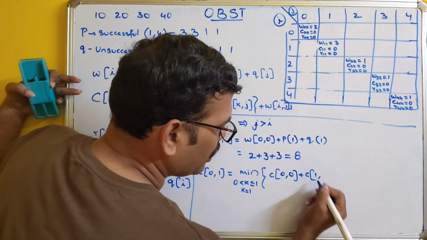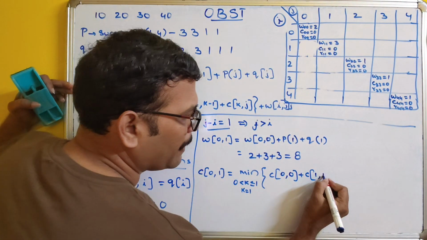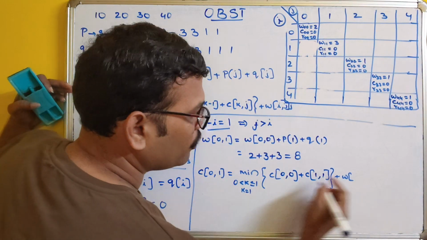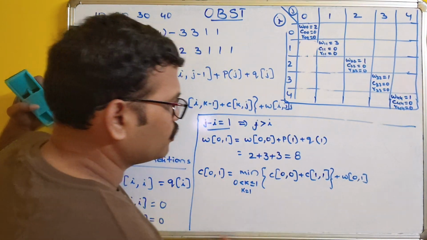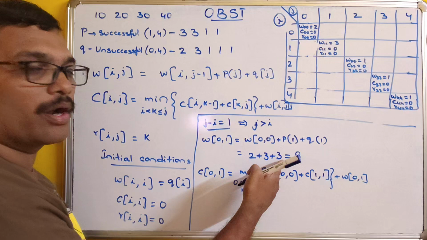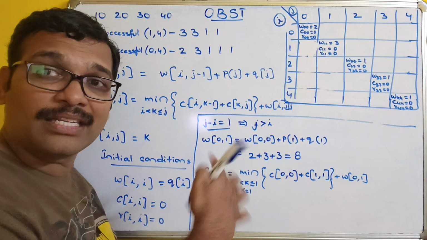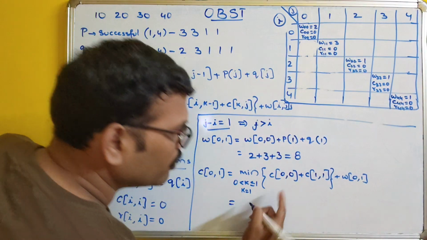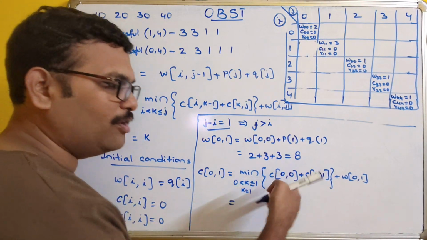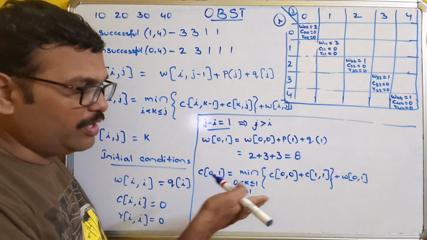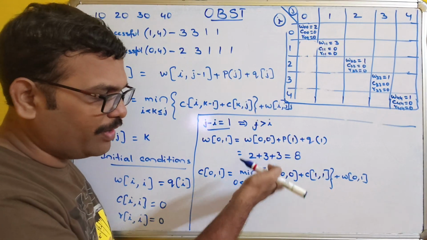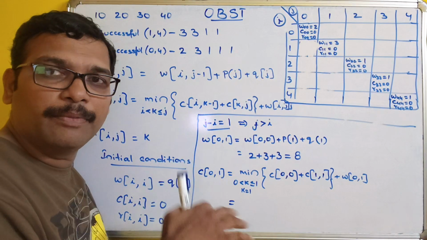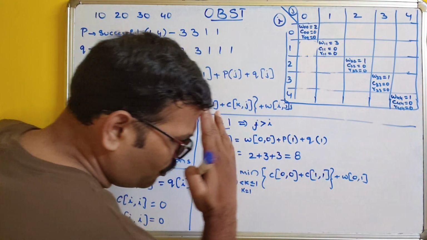plus C of k, k means 1 comma j, j means 1, plus W of 0 comma 1. So W of 0 comma 1 we have already calculated based upon the successful and unsuccessful searches. So here we are taking only one value, so that will be the minimum value. If there are multiple k values, we will get multiple values, and from those we have to select the minimum value. But here we have only one value.